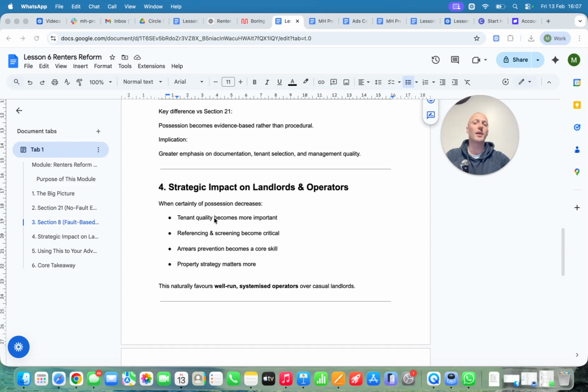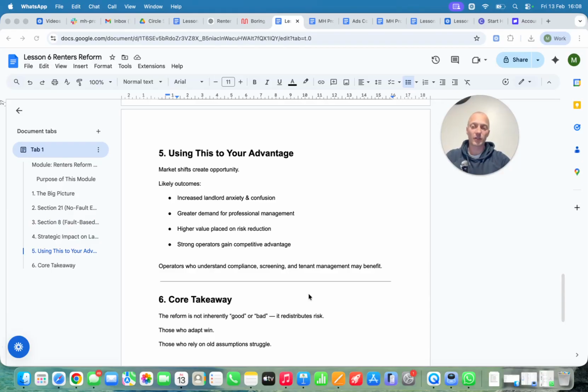The static impact on landlords and operators: tenant quality becomes more important, referencing and screening becomes critical, arrears prevention becomes a core skill, and property strategy matters more. This naturally favours well-run, systemised operators over casual landlords. Using this to your advantage.